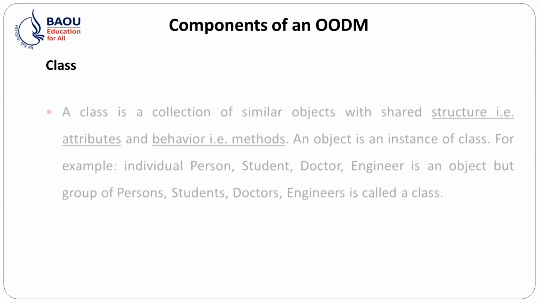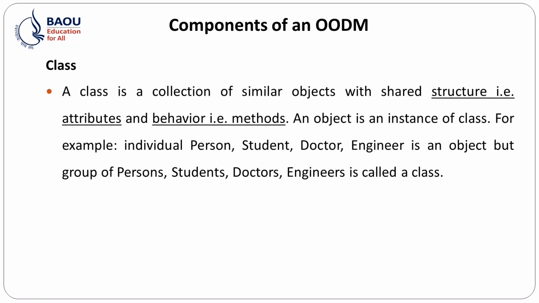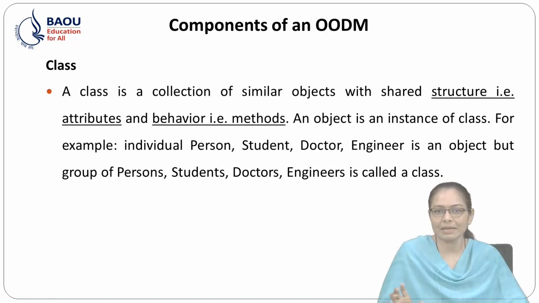Now, the next component is a class. A class is a collection of similar types of objects which share the structure, that is attributes, and behavior, that is methods. The object is an instance of the class. For example, an individual person, student, doctor, engineer is called an object, but the group of persons, students and doctors is called the class. Group means class and individual is called the object.